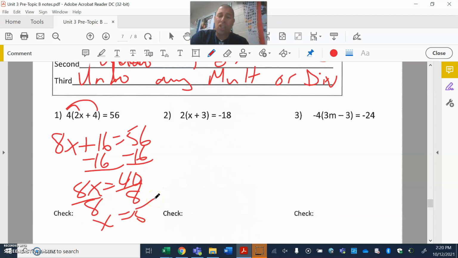I went right through my check spot that's there. Again, love to see it, mental math, when it comes down to some of these. 2 times 5 is 10. 10 plus 4 is 14. 14 times 4 is 56.